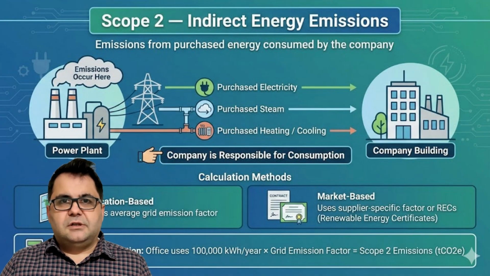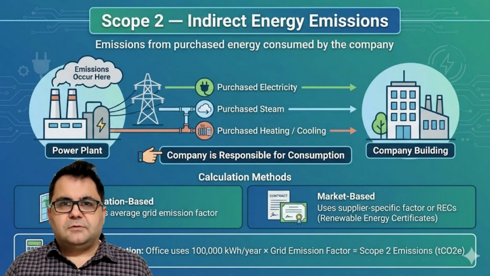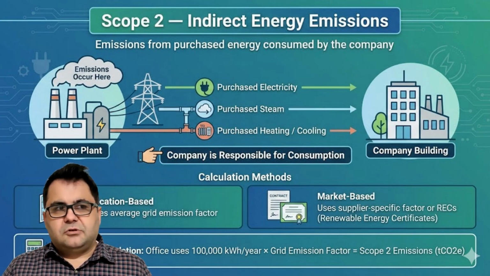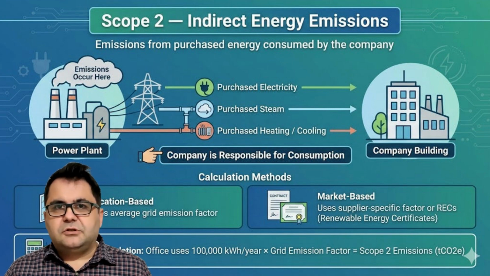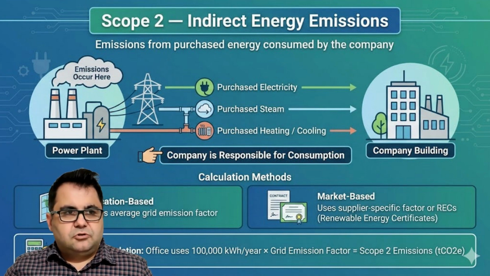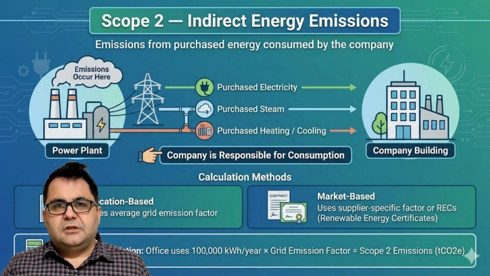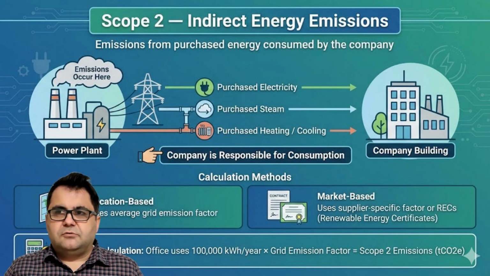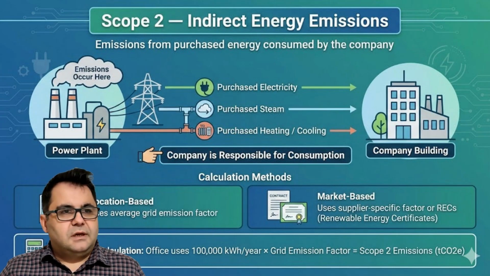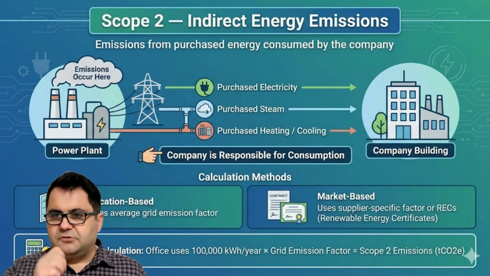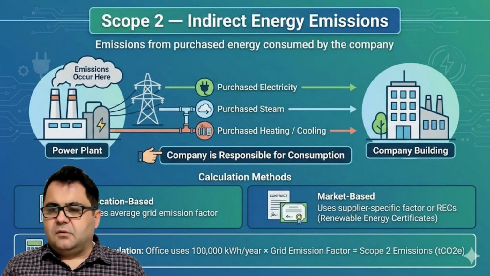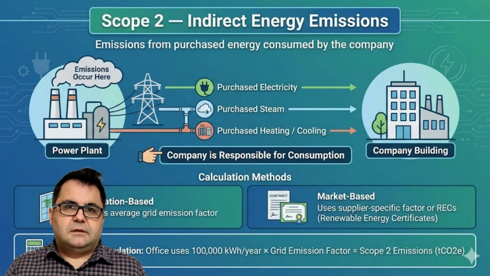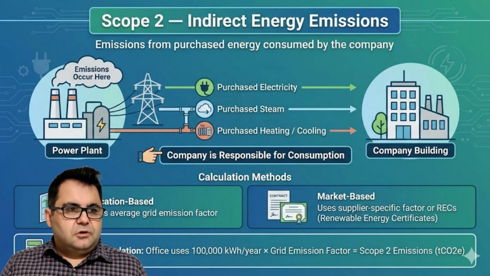Scope 2 covers indirect emissions from energy you purchase. When your office uses electricity, the emissions happen at the power plant, not at your building. But because you're the consumer driving that demand, you're responsible for reporting those emissions. There are 2 ways to calculate Scope 2. Location-based uses the average emission factor for your regional grid. For Turkey, that's about 0.47 kilograms CO2e per kilowatt hour. Market-based allows you to use specific factors from your energy supplier or account for renewable energy certificates. Our platform will support both methods. Scope 2 is often the largest emission source for office-based companies.